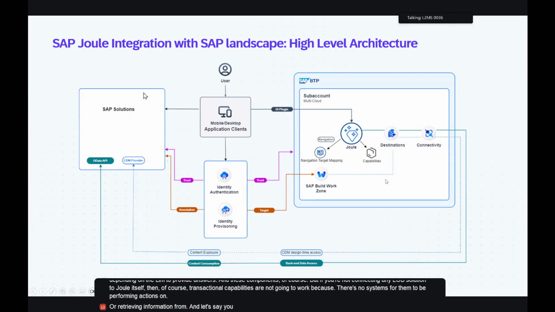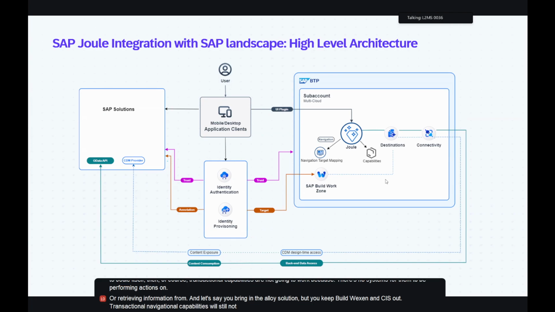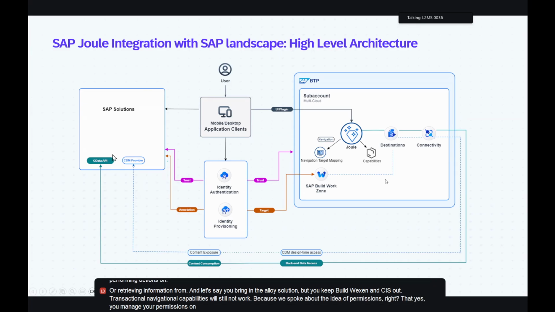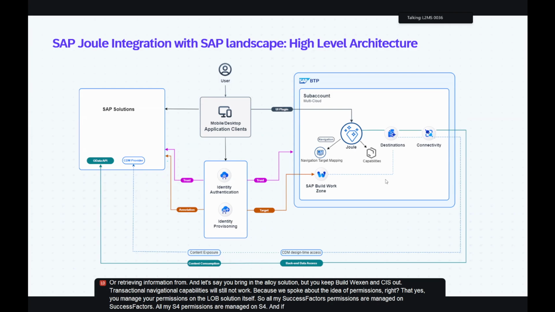And let's say you bring in the LOB solution, but you keep Build Work Zone and CIS out. Transactional and navigational capabilities will still not work. Because we spoke about the idea of permissions, right? Yes, you manage your permissions on the LOB solution itself. So all my SuccessFactors permissions are managed on SuccessFactors. All my S4 permissions are managed on S4. And if I need more permissions, they're supposed to be assigned to me on S4 and on SuccessFactors respectively.